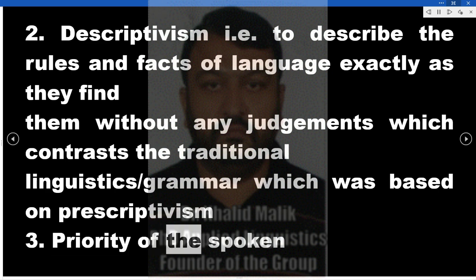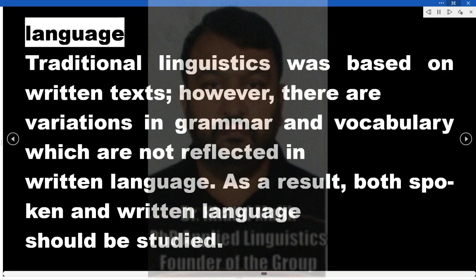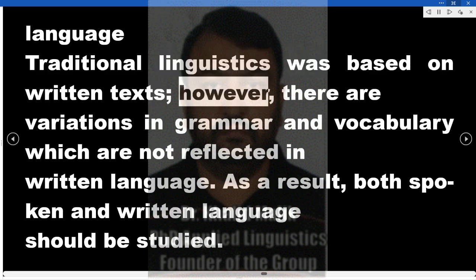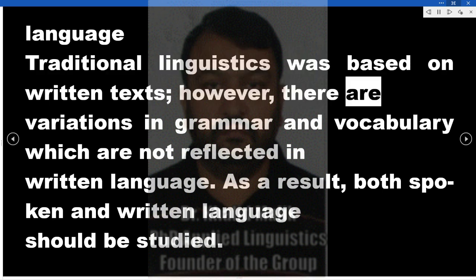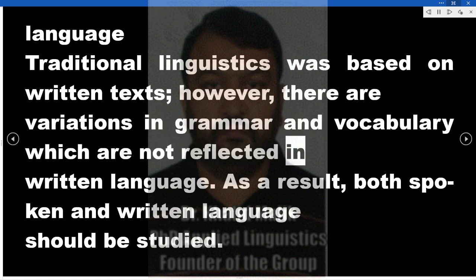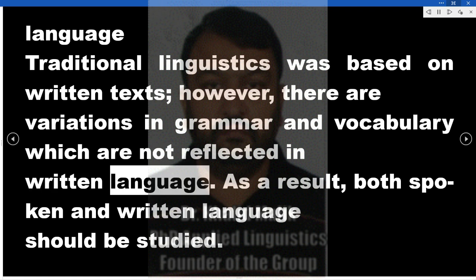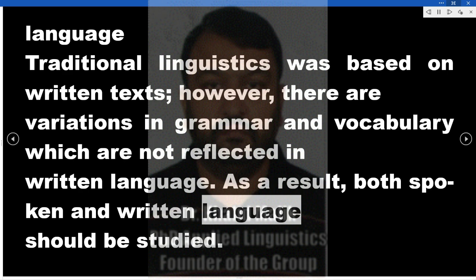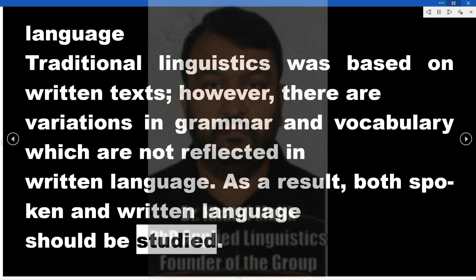3. Priority of the spoken language. Traditional linguistics was based on written texts, however, there are variations in grammar and vocabulary which are not reflected in written language. As a result, both spoken and written language should be studied.